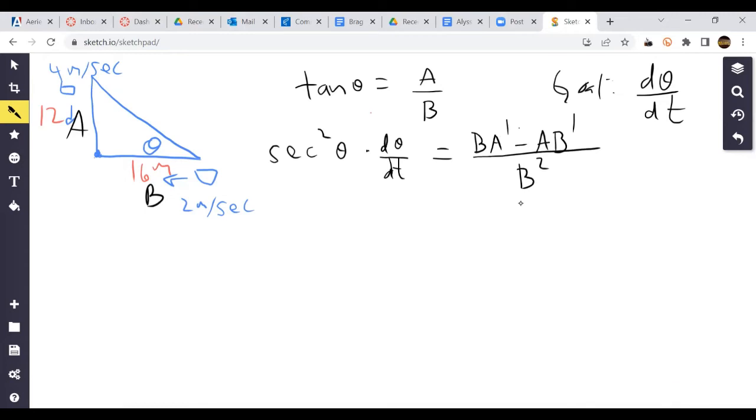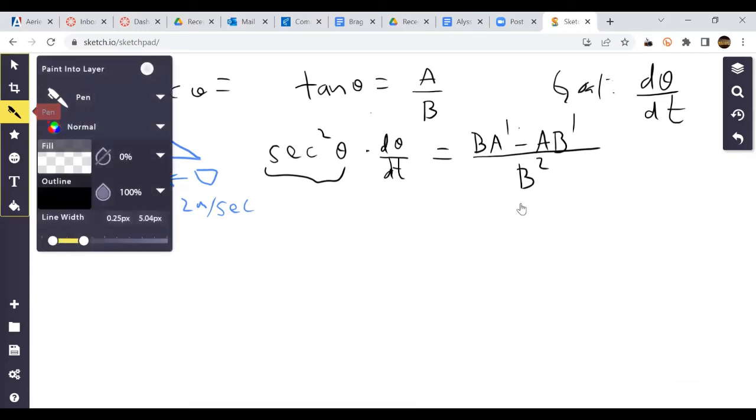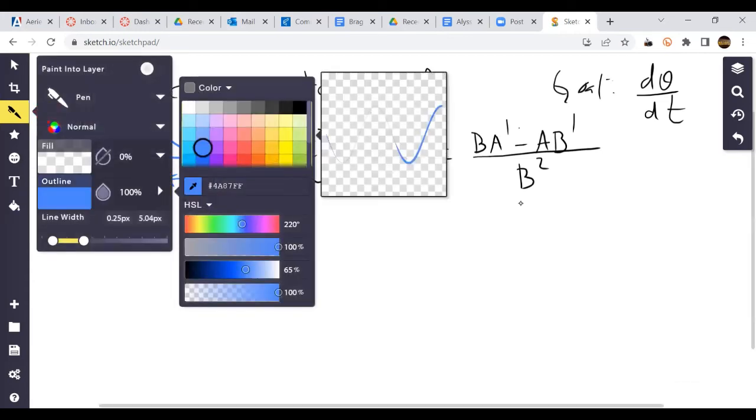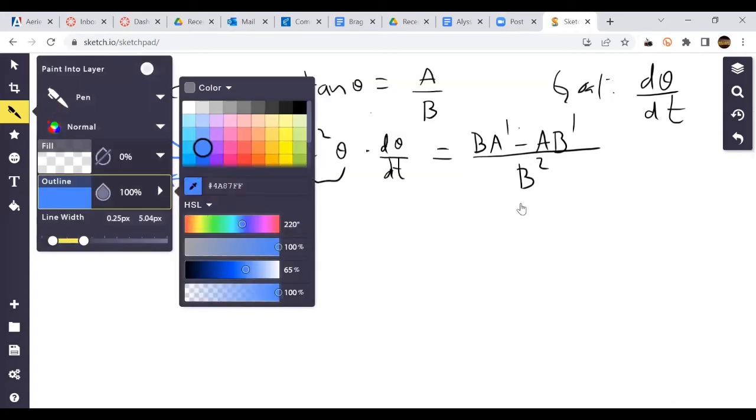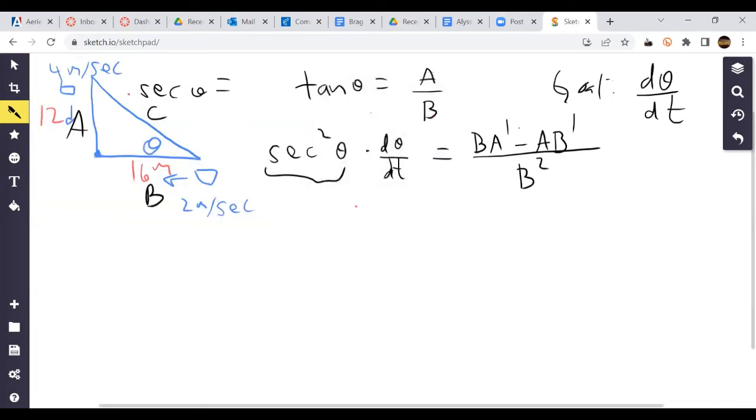Now, for this component here, for secant of theta, we need, let's see, secant of theta would be the hypotenuse over the adjacent. Let's call the hypotenuse C. And if you go Pythagorean theorem on the 12 and 16, you'll get a hypotenuse here of 20. So secant of theta would be hypotenuse over adjacent. And so this is what, 5/4?